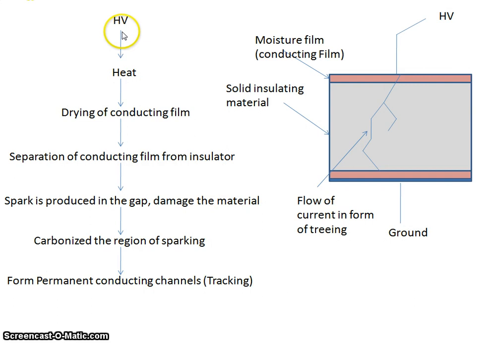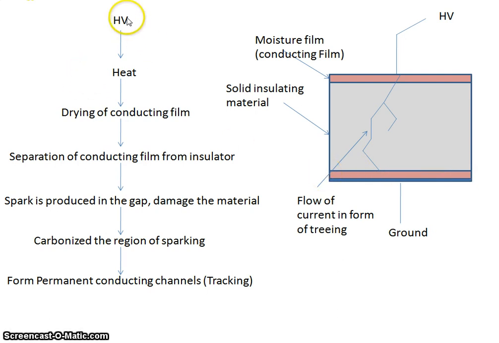Now, if we apply high voltage to any insulating material, I have already drawn a figure: these are the two electrodes, one electrode is connected with the HT, the second electrode is connected with the ground, and in between is a solid insulating material. The moisture films are always there on the surface of the insulating material on both sides.